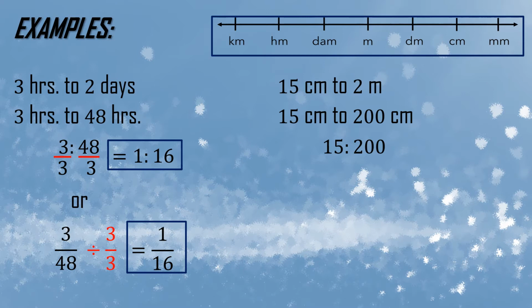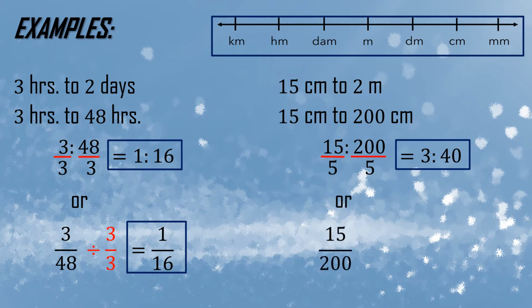So, again, kailangan nating i-lowest term. So, divide both sides by 5. Since hindi kayang i-divide ang 15 sa 200 or 200 sa 15, so, kunin lang natin ang kanilang common factor which is 5. So, 15 divided by 5 is 3 and 200 divided by 5 is 40. Or pwede rin pa fraction, 15 over 200. I-divide natin ang numerator at denominator sa 5. So, ito ay magiging 3 over 40.